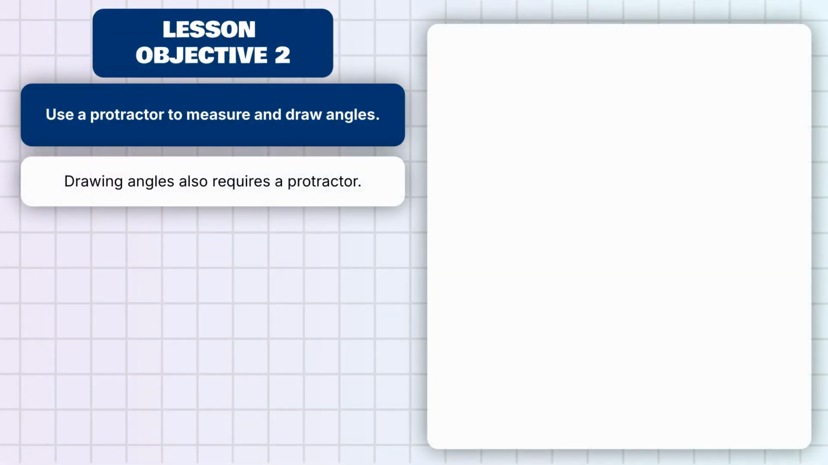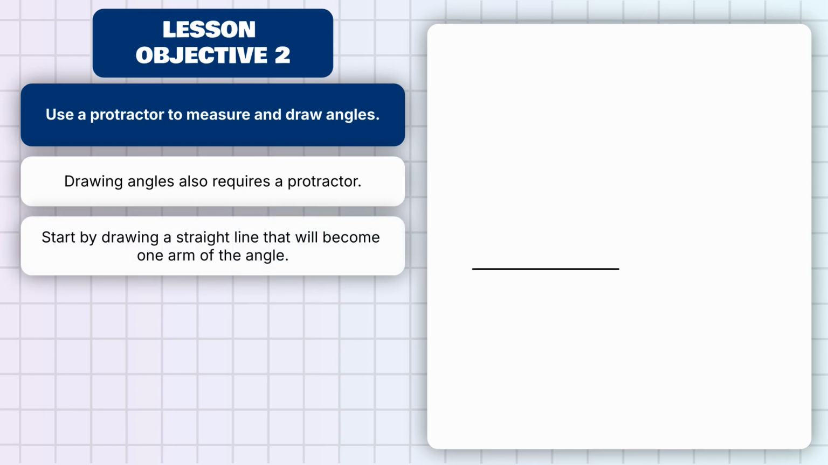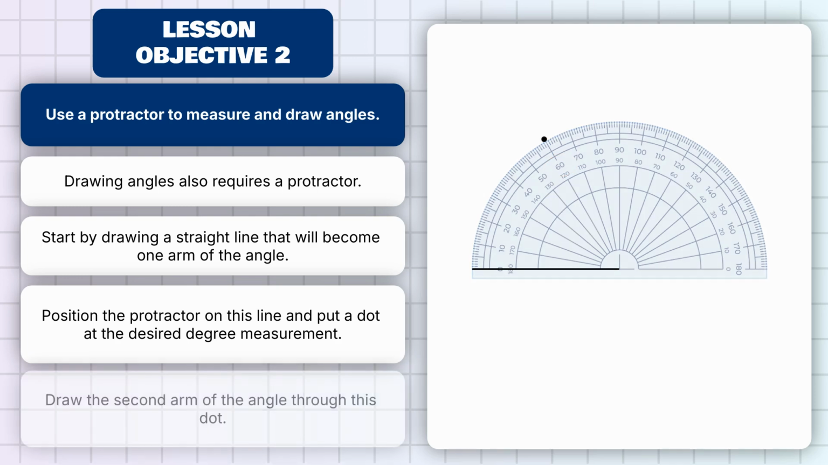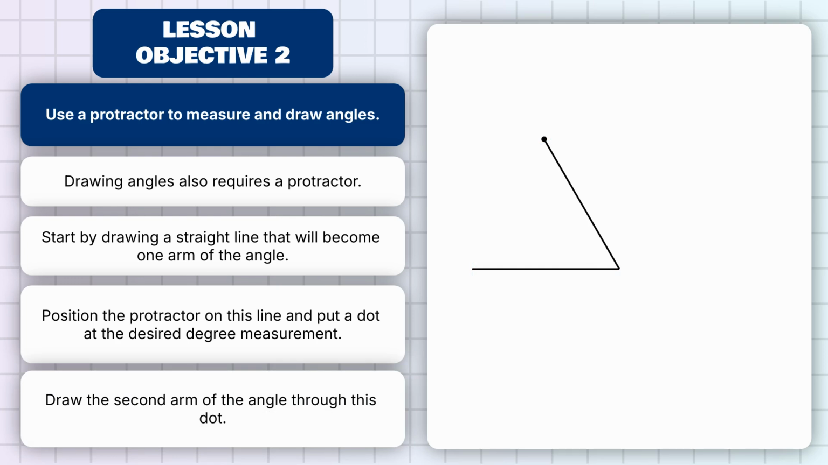So what else can a protractor be useful for? Well, drawing angles also requires a protractor. You start by drawing a straight line that will become one arm of the angle. Position the protractor on this line and put a dot at the desired degree measurement. For example, if we want to draw an angle of 60 degrees, we draw a dot here. We then draw the second arm of the angle through this dot. You have now drawn an angle of 60 degrees.